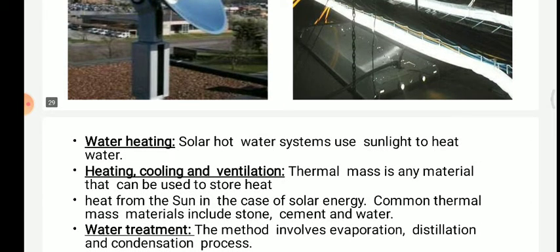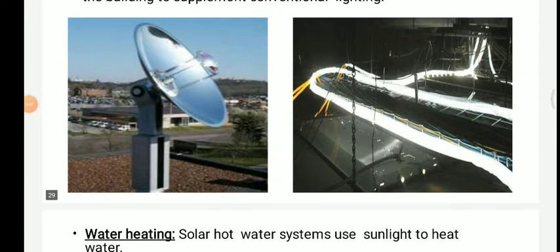Then the next is water heating. We can use the solar water system. So simply we can use the solar water system to convert to hot water.